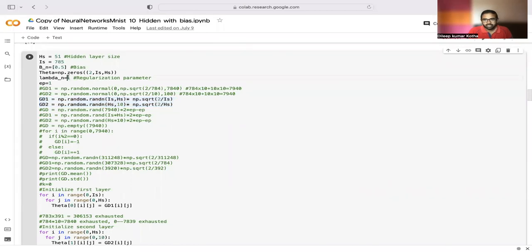Even for this regularization parameter, I experimented with 1, 10, 20 like that. One gave me the good result, so I stuck with 1. And there is no hard and fast rule that your learning rate or your regularization parameter have to be this much. Depending on the data and how your algorithm is performing, you can alter this as you want. Whichever gives you good accuracy, you can go with those values.